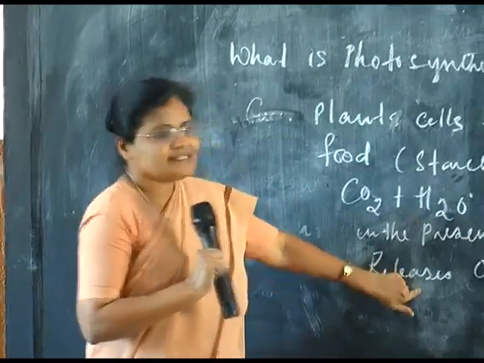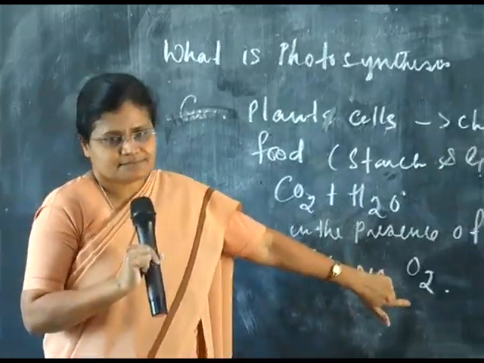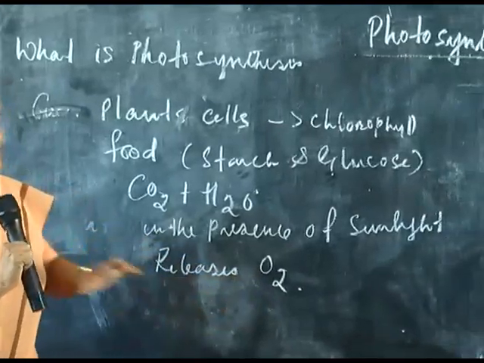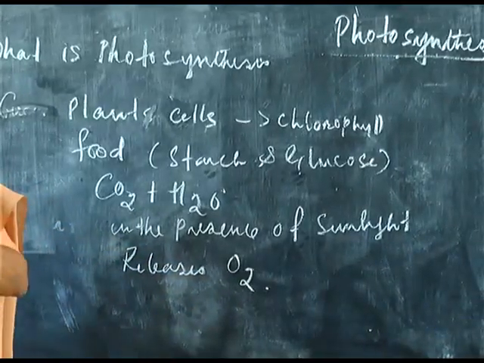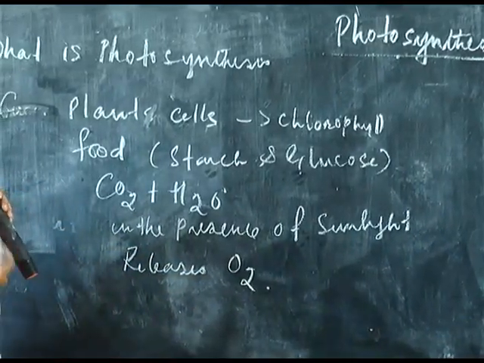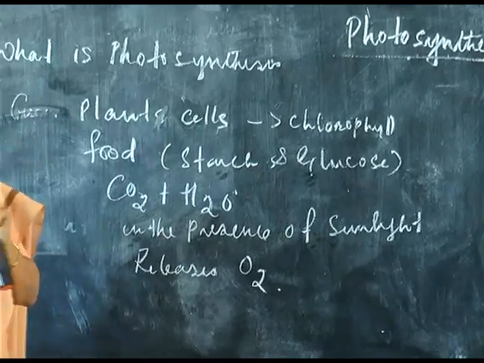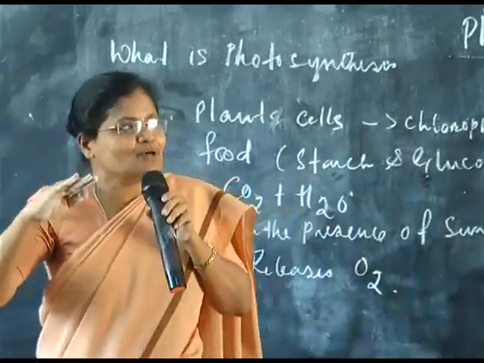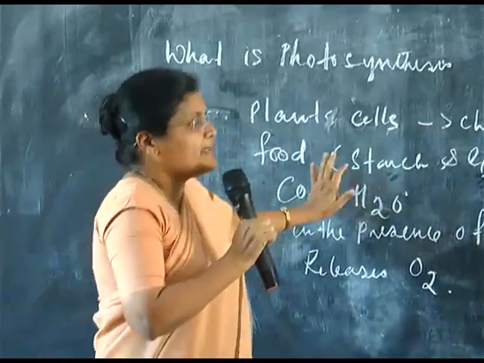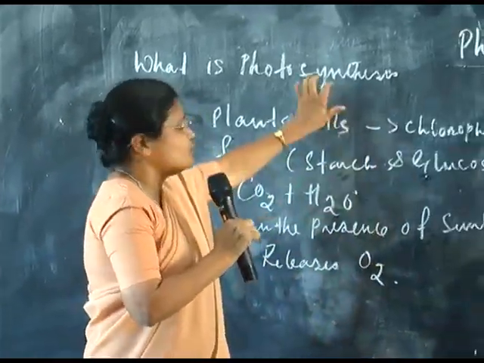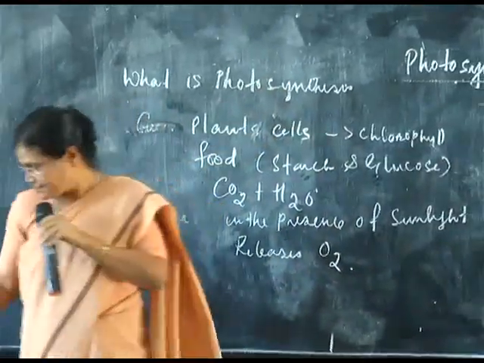Two, they release oxygen, which becomes living sustenance for all other living organisms who take in the oxygen, depending on the plants. And thus the oxygen level in the atmosphere is balanced because the plants release oxygen during photosynthesis.